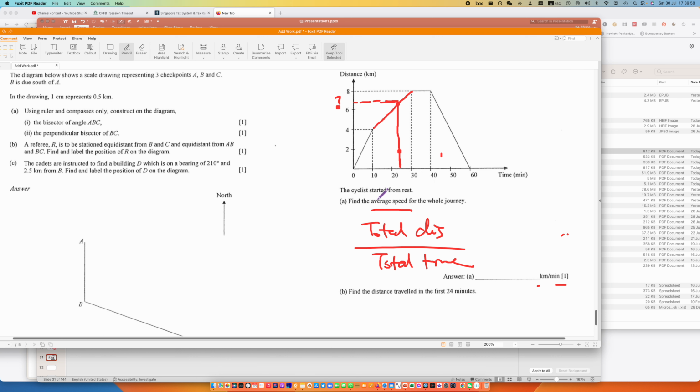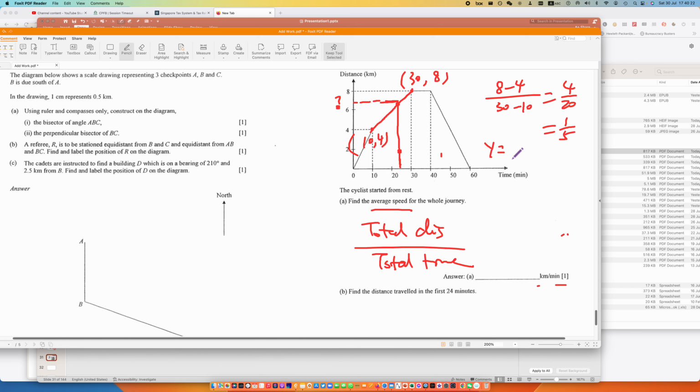How to find the equation of the line? This is 30 and 8. This is 10 and 4. So what's the gradient? 8 minus 4 divided by 30 minus 10, right? So it's 4 over 20. So it's 1 over 5.